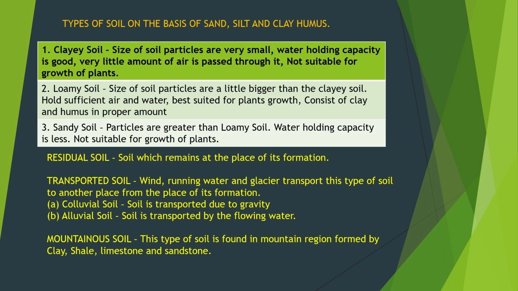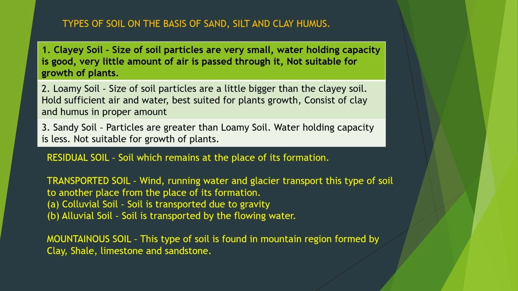Types of soil on the basis of sand, silt, clay and humus. 1. Clayey soil. The size of soil particles is very small, water holding capacity is good, and very little air is passed through it. Not suitable for growth of plants.